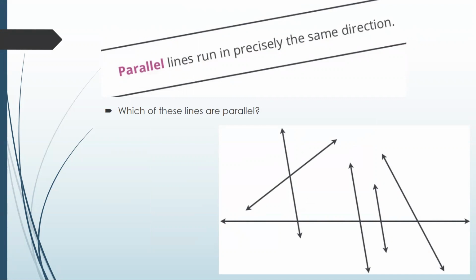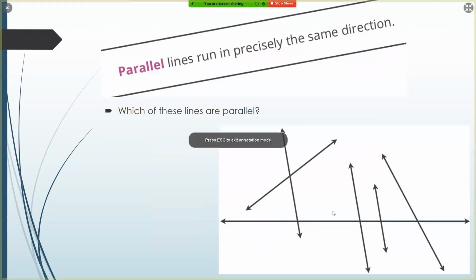Here, again, asking you to identify which lines are parallel. Take a second and circle the lines you think are parallel. Again, parallel lines will never intersect with each other. These 3 lines right here are parallel to each other. We could extend all 3 of them forever in any direction according to their arrows, and they would never intersect each other.